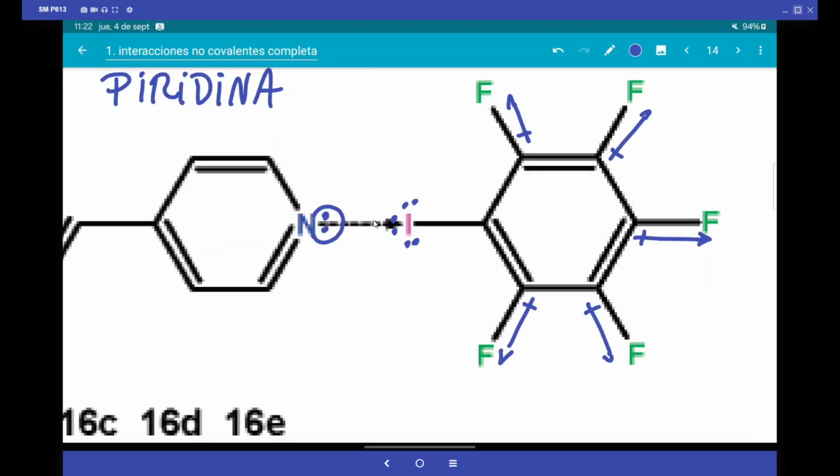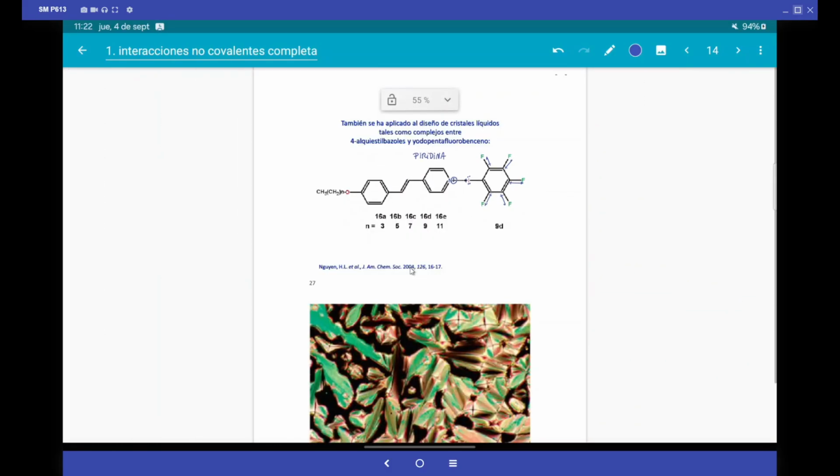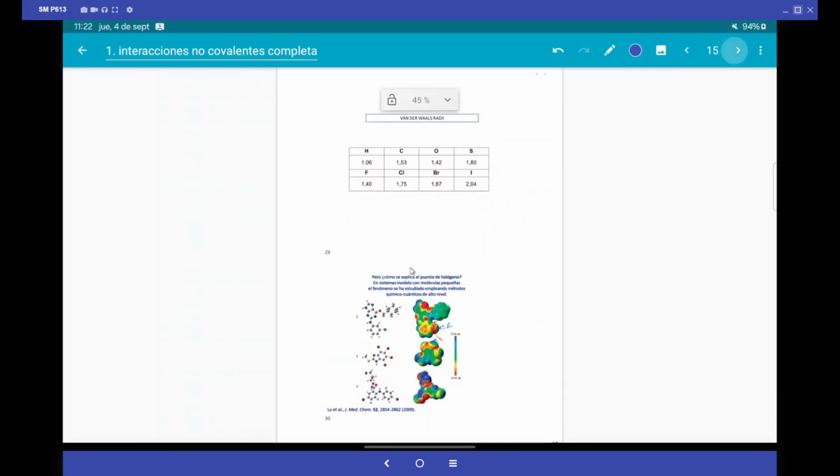Is there any protein that has fluorine, chlorine, bromine or iodine? No, it is not true. There is no halogen in the protein. Therefore, it will always be in the drug. That is an image only of the liquid crystal.